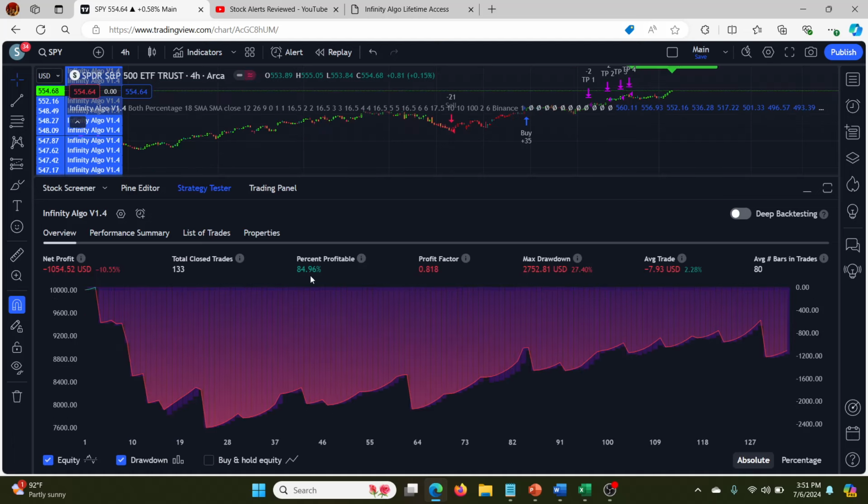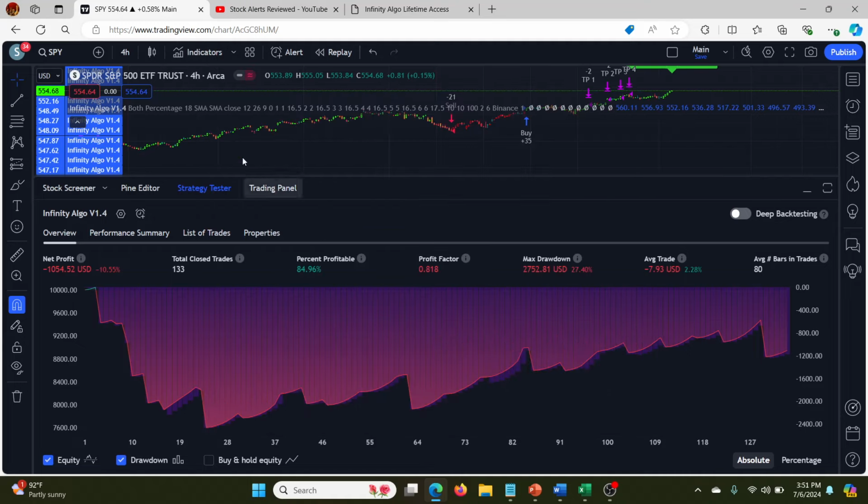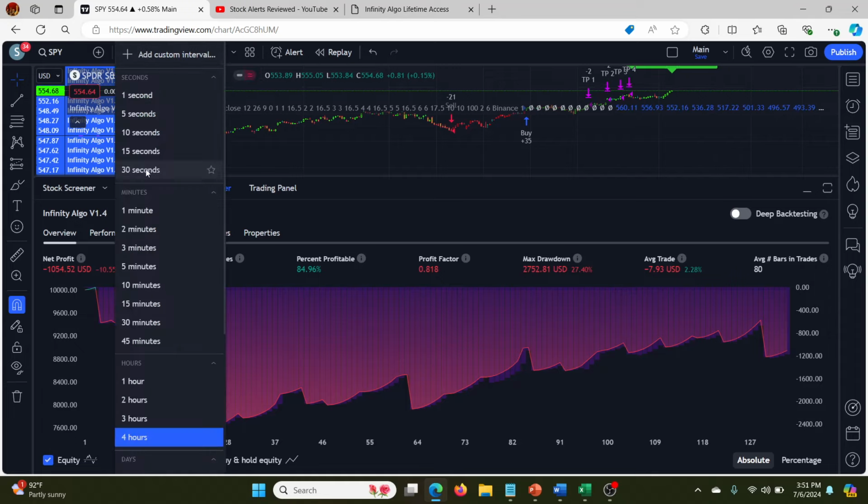So again, the 4 hour is actually not profitable, according to this, 0.8, 84%. So this would be something else you'd want to avoid on this particular ticker with these particular settings. And again, this is with no extra confluence. This is just out of the box Infinity Algo. So yeah, you want to stick to the time frames that have given positive expectancy essentially.